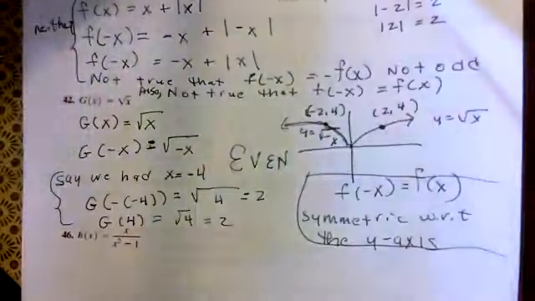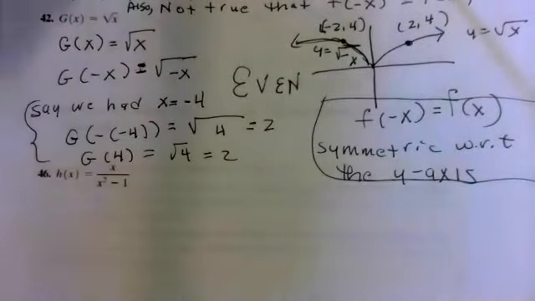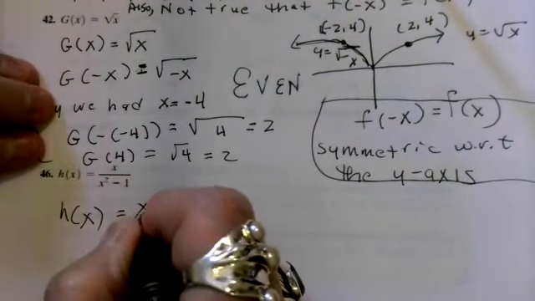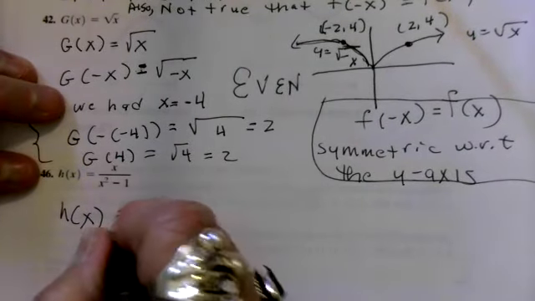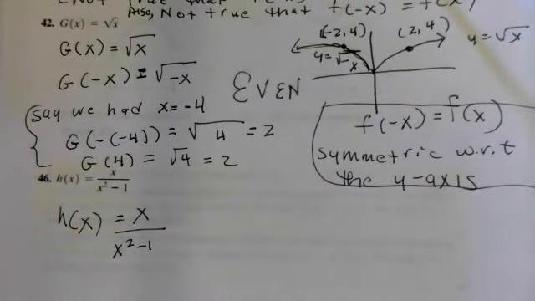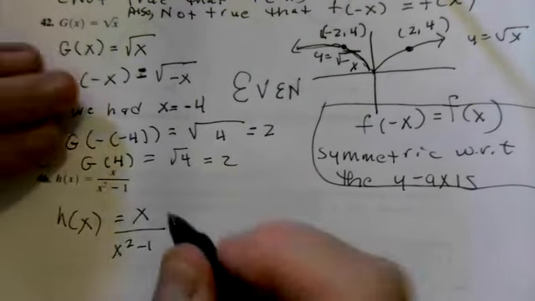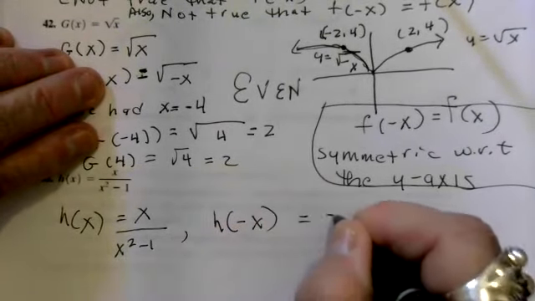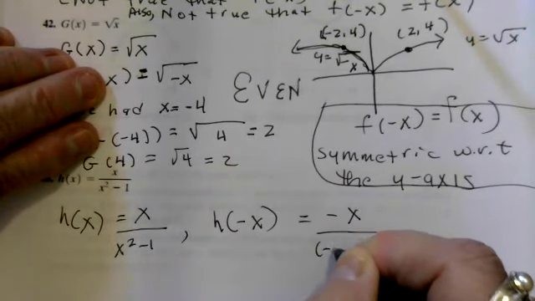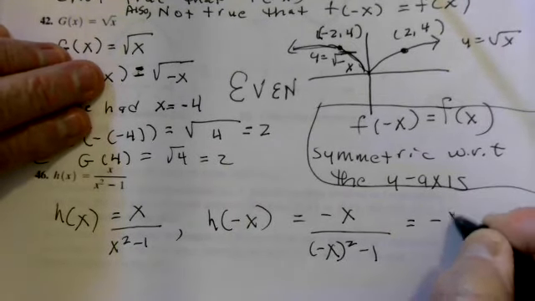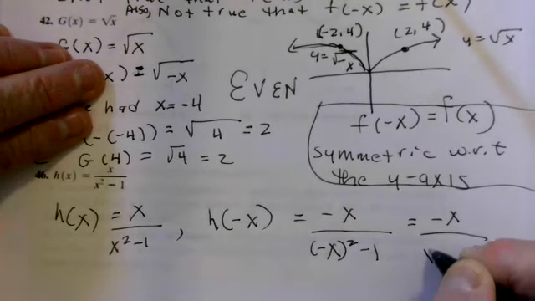Okay, let's look at the last function. We've got h of x equals x over x squared minus 1. Okay, so if we go h of -x, we have -x over (-x) squared minus 1. So we would have a -x. Now when we square, it becomes positive.